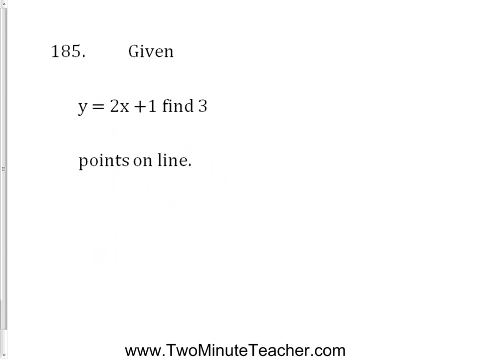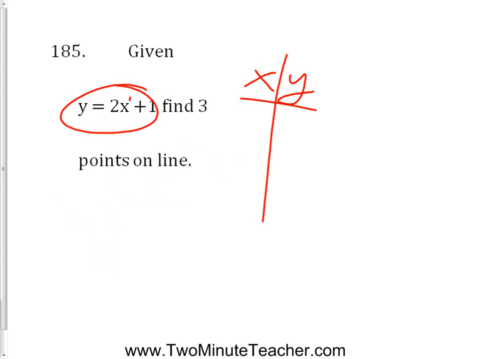Given y equals 2x plus 1, find 3 points on the line. I should say the line. Okay, well that's a line, linear. It's a degree 1. Okay, and so find 3 points on that line. Well, I can make an xy chart. In fact, there are an infinite number of points on that line. It's kind of crazy, but there's an infinite number.